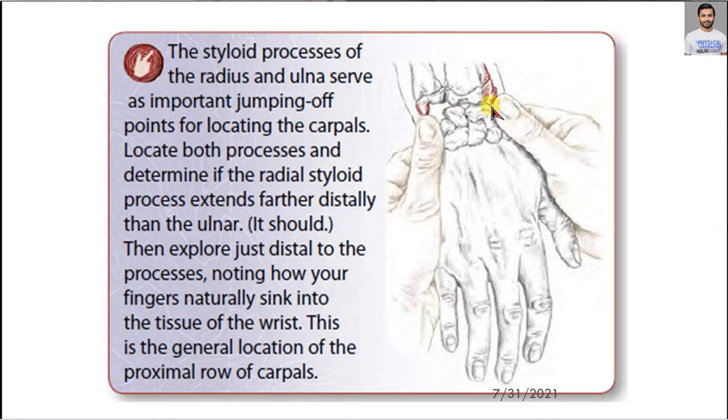But there is a trick, and that trick is to deviate the hand into ulnar deviation and radial deviation. You need to look at both processes and determine if the radial styloid process extends farther distally than the ulnar, and it should normally. Then explore just distal to the processes, noting how your fingers naturally sink into the tissue of the wrist, and this is the general location of the proximal row of carpals. The first row, or the proximal row, of carpals is very easy to palpate.